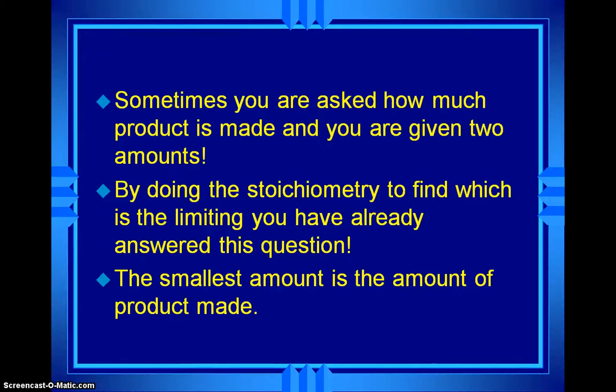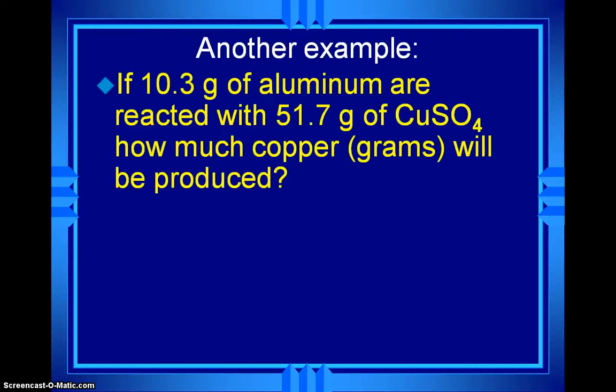Okay. So sometimes you're asked how much product is made, and you're given 2 amounts. So just like the problem we just did, by doing the stoichiometry to find which one is the limiting, we get the answer to that question, just like we did in the previous problem. The smallest amount is the amount produced. Okay.